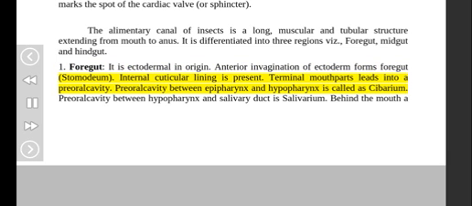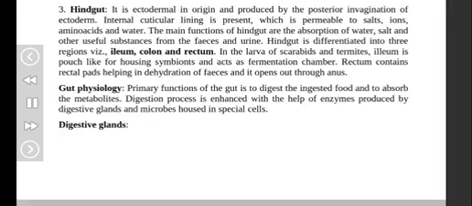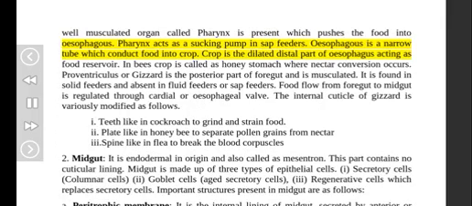Terminal mouthparts lead into a preoral cavity. Preoral cavity between epipharynx and hypopharynx is called a cibarium. Preoral cavity between hypopharynx and salivary duct is salivarium. Behind the mouth a well-musculated organ called pharynx is present which pushes the food into oesophagus. Pharynx acts as a sucking pump in sap feeders. Oesophagus is a narrow tube which conducts food into crop. Crop is the dilated distal part of esophagus acting as food reservoir.